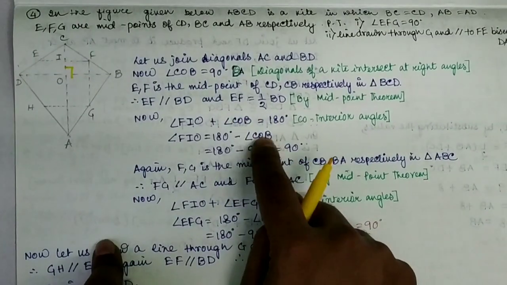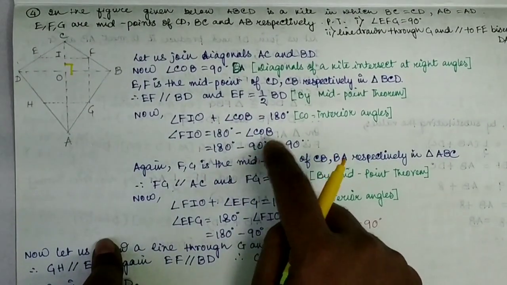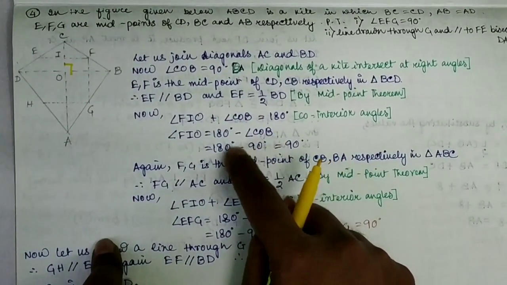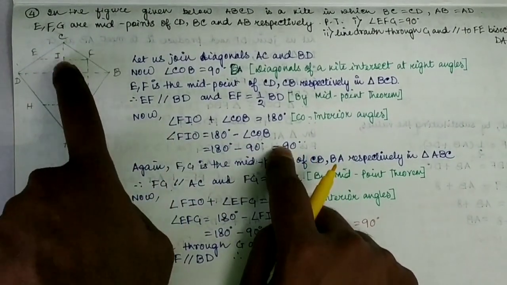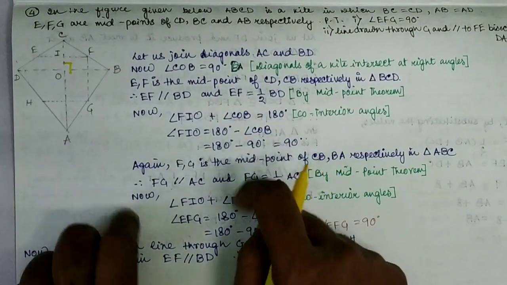So on adding 2 co-interior angles, the sum is always 180. Now this COB will go to the right hand side, and we all know the value of COB, that is 90 degrees. So 180 minus 90 will be 90 degrees. So we are getting the value of angle FIO as 90 degree.